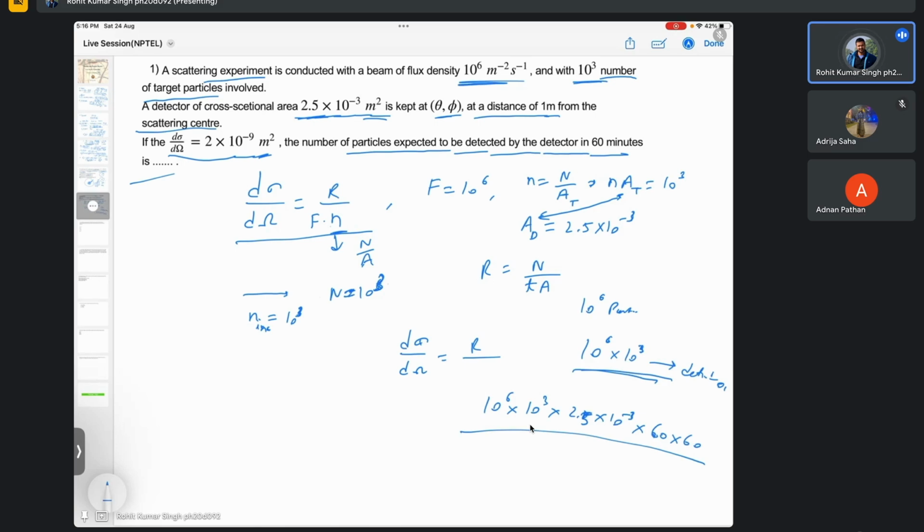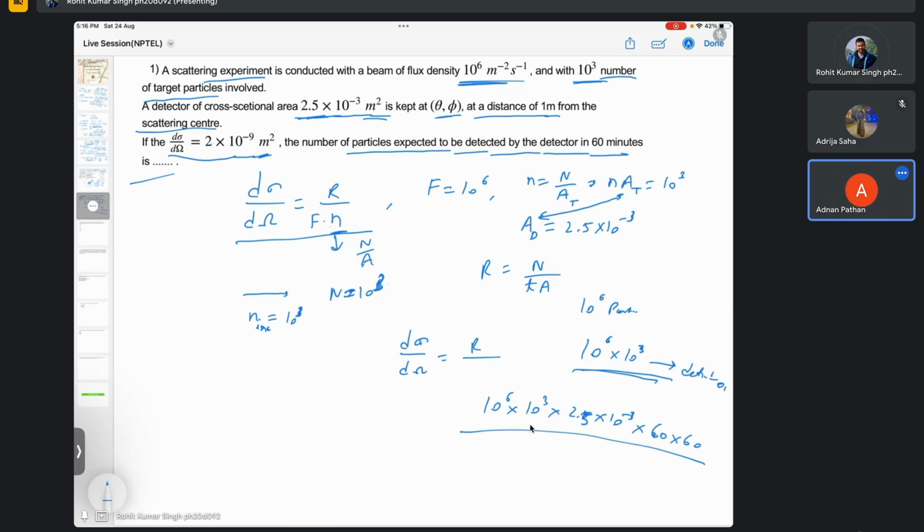So let's calculate this and see if we get our answer. What will it be? Yes, sir, let me do it. Just a second. Sir, other than that, we have d sigma by d omega and we need to find r, so we just send 10 power 6 into 10 power 3 to that side.